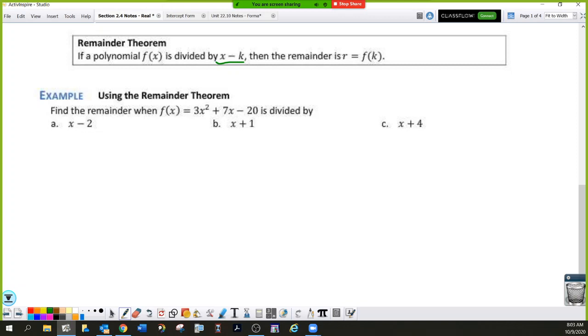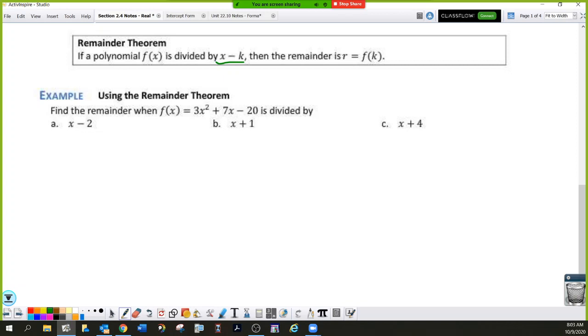It's just really interesting. And if you were to get a remainder of 0, that means you divided by one of that function's factors. For example, I divide 12 by 5. Did I get a remainder? Yes. That's because 5 is not a factor of 12. If I were to divide 12 by 3, would I get a remainder? No, that's because 3 is a factor of 12. Polynomials behave just like numbers.